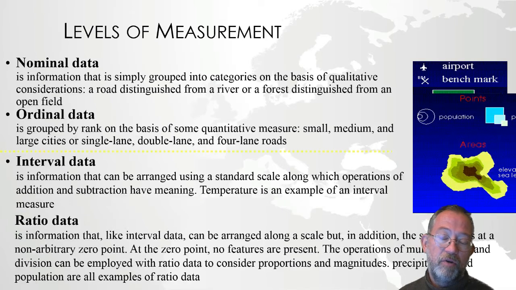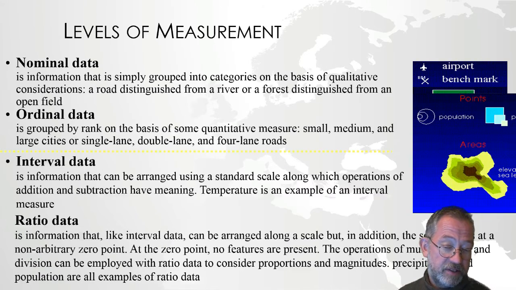Interval data can only be compared by subtraction. You can say that the temperature has risen from 10 degrees to 20 degrees, so it's 10 degrees warmer. You can't say that it is now double as warm as it was, because when we're talking about the centigrade temperature, the zero is not the absolute zero. There are negative values, and therefore 20 degrees is not the double of 10 degrees.